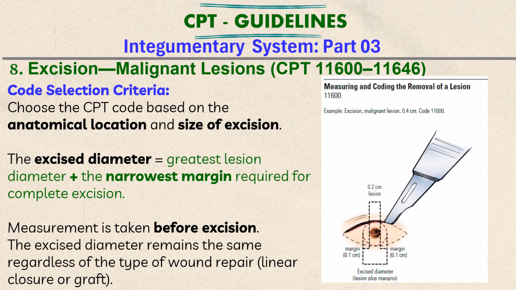So the excised diameter is the greatest lesion diameter plus the narrowest margin required for the complete excision. You can see here the lesion size is 0.0 centimeter, but margins are 0.0 centimeter this side and 0.1 centimeter this side and 0.1 centimeter this side. So altogether we have to calculate this as 0.4 centimeters. So here you have to include the lesion plus margins. So measurement is taken before excision. The excised diameter remains the same regardless of the type of wound repair, for example linear closure or graft.